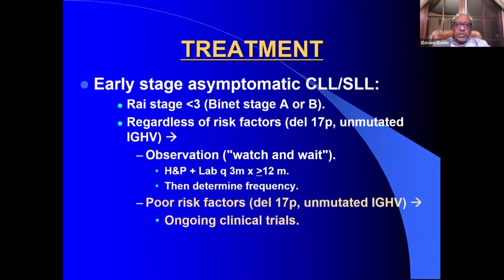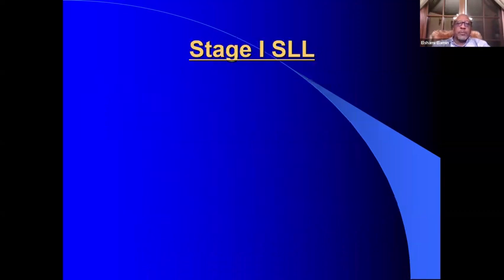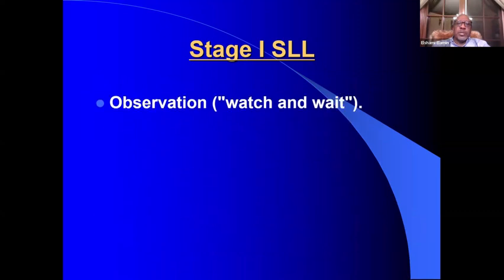Poor prognostic factors are deletion 17p and unmutated IGHV. If we treat those, as we said again, it is based on clinical trial only. But if you have a stage 1 SLL, small lymphocytic lymphoma, the standard of care is still observation. We don't treat stage 1. Stage 1 means just one group of lymph nodes enlarged, in the neck or under the arm, and that's it. So those we don't treat; observation.